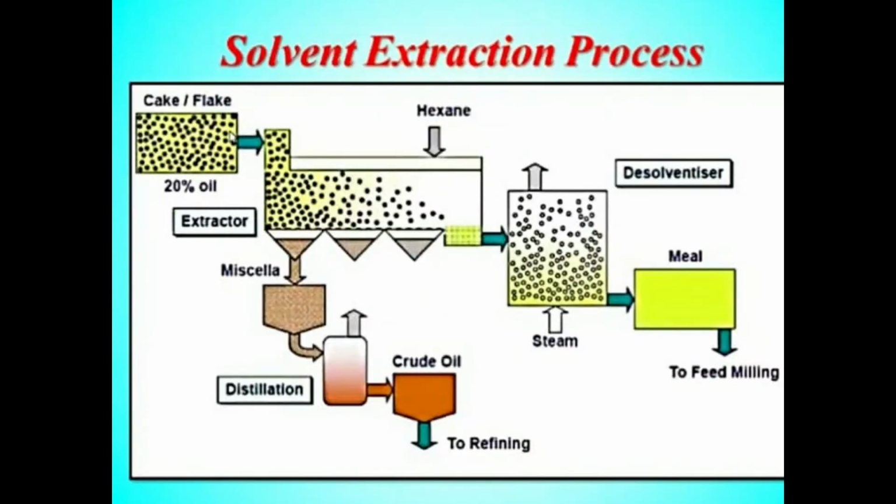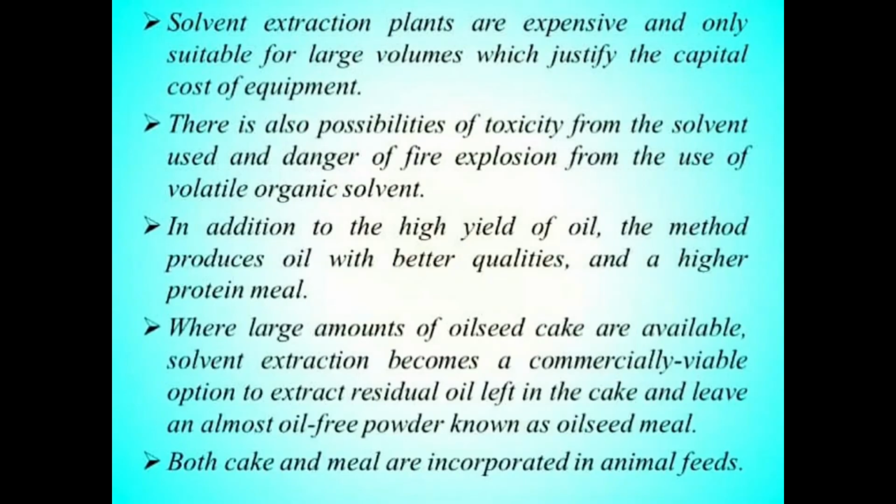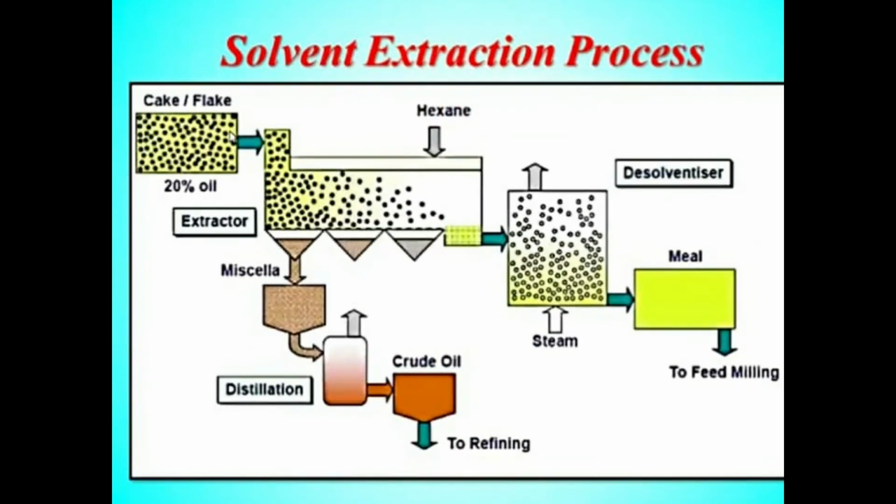This is a simple diagram of the solvent extraction process, where you will easily get how the oil is extracted through this process. The first block, of yellow color, is where flakes or cake is written. The next step after flaking is an extractor.